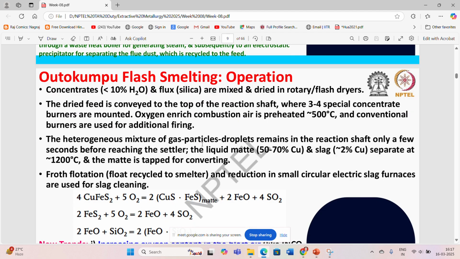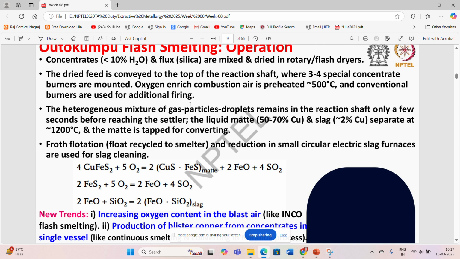In the Outokumpu flash smelting operation, we generally use a concentrate having less than 10% moisture, and flux are mixed and dried in rotary or flash dryers. The dried feed is conveyed to the top of the reaction shaft, which is 6 to 7 meters high in the Outokumpu flash smelting furnace. It is generally used for the oxidation roasting process, and oxygen enriched combustion air, preheated up to 500 degrees Celsius, is introduced through the burners and used for additional firing.